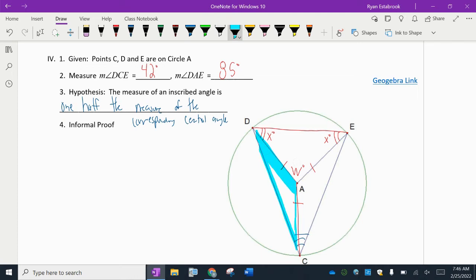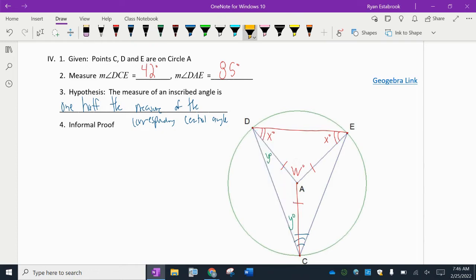This blue triangle is another isosceles triangle. And I know that these two base angles are going to be equal to each other, but they're not necessarily and probably not going to be equal to those two X's. So I'll call this Y degrees and I'll call this Y degrees. So again, that's because of this blue isosceles triangle. Those two angles are going to be equal to each other.